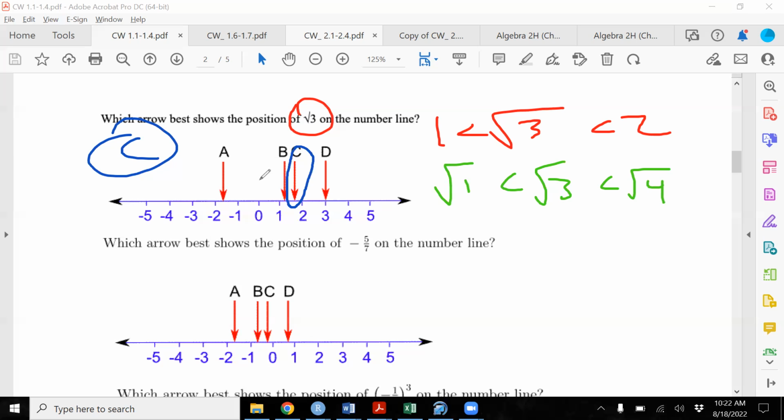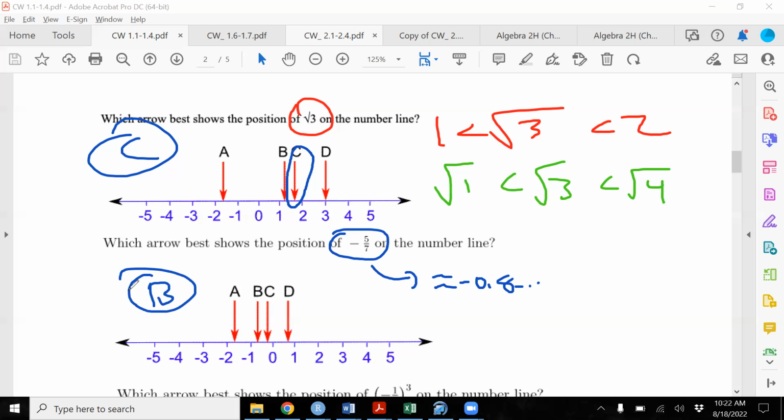How about negative 5/7? Which letter would you go with for negative 5/7? Alex, you said B? Yep, I agree. B would make more sense. C is probably like negative 0.1. B seems a little more reasonable. I would say it's roughly negative 0.8 something. I think I'm a little off. I think it's negative 0.7 something. But I'll go with B.